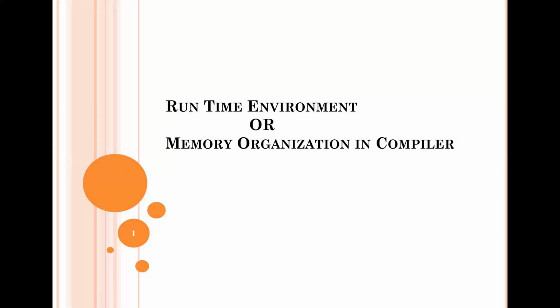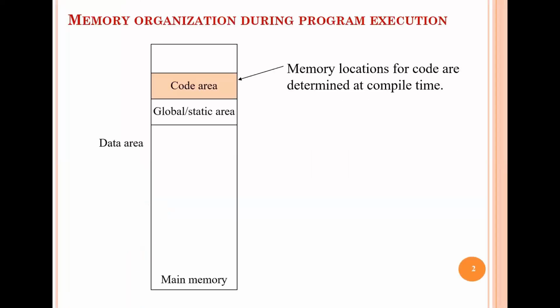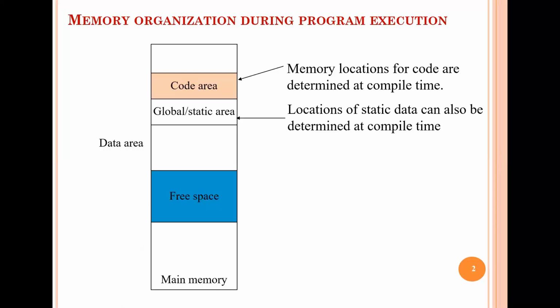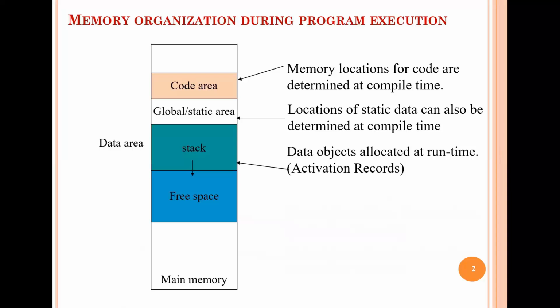We will be discussing runtime environment, or memory organization or management, in the compiler. So basically, if we talk about memory, we have a code area where code is kept. Then we have a global or static area. The location of static data can also be determined at compile time. We have some free space where we have a stack and a heap.